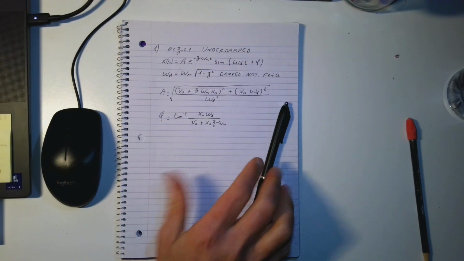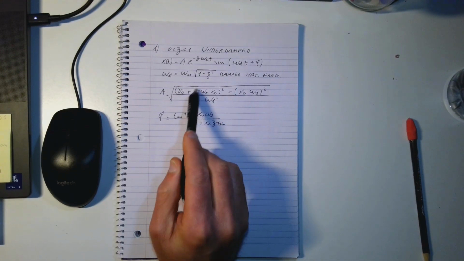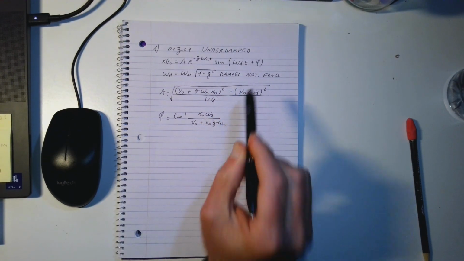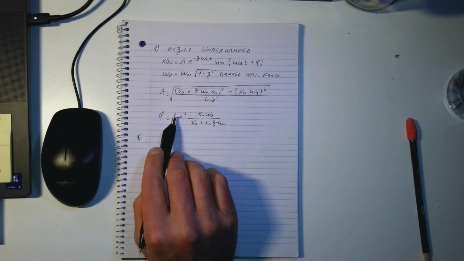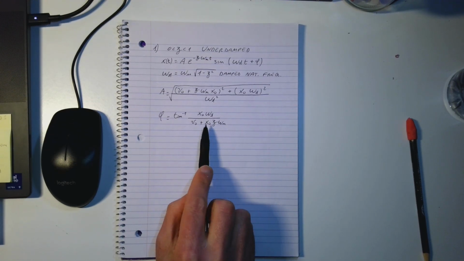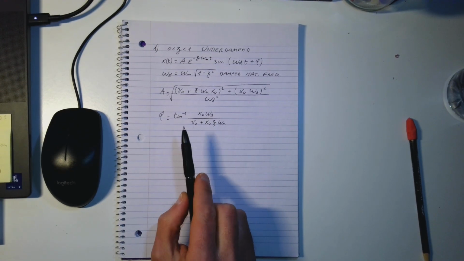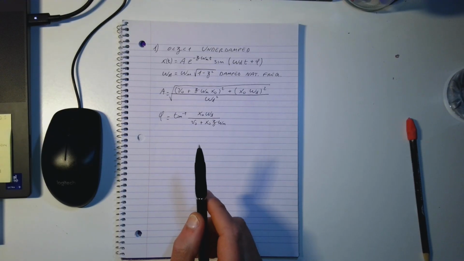Of course, even in this case, if zeta is equal to 0, it means that this term becomes 0, this omega d becomes omega n, and here also omega d becomes omega n. So basically we go back again to the situation of the undamped single degree of freedom system.